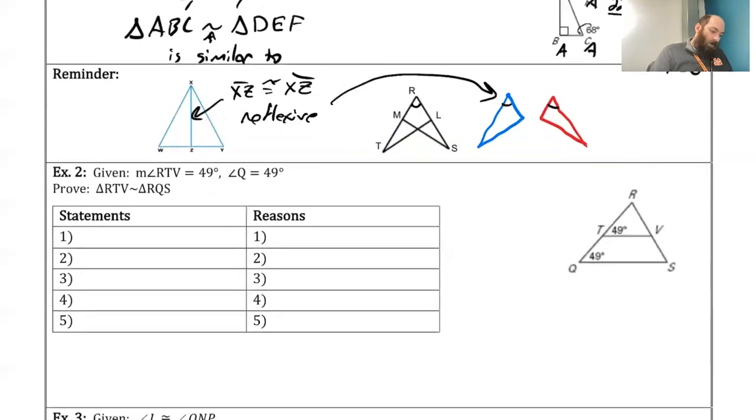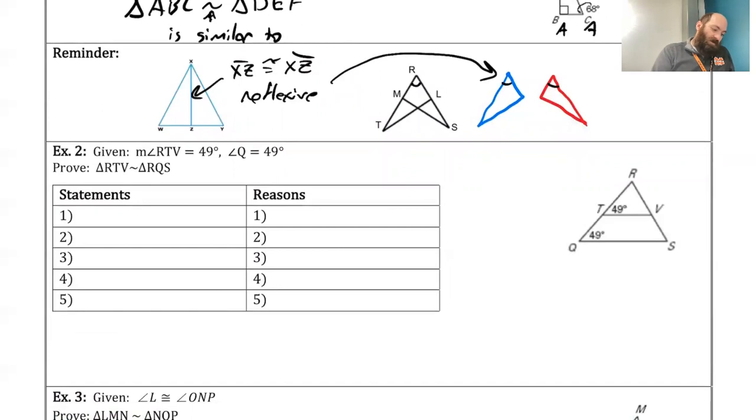All right. So in example 2, given the measure of angle RTV is equal to 49 degrees, the measure of angle Q is 49 degrees, prove the two triangles are similar. So there's our proof. We're going to do the two-column again. So the measure of angle RTV equals 49 degrees, and the measure of angle Q also equals 49 degrees, and those are given. So the easiest thing I can do here is the fact that angle R, and I'll split it up, I'll use the three letters in this case. So angle TRV is congruent to angle QRS.